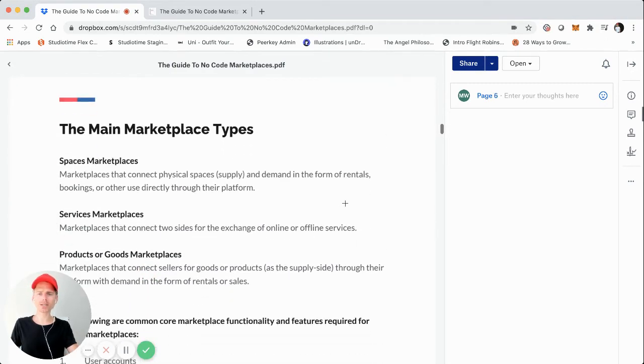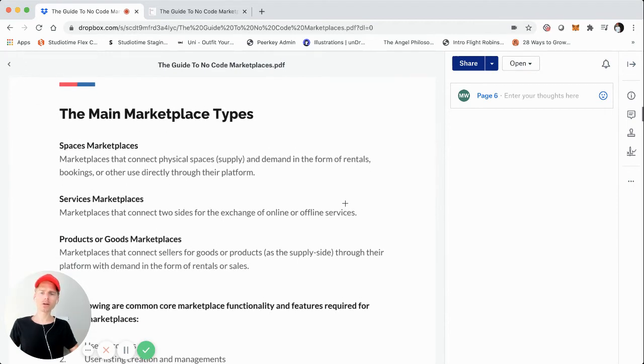And then we're going to go down to the marketplace types. We ran through some of the key considerations before jumping into building your marketplace, and some of the common marketplace business models. Now we're going to jump into the different types, so we're going to be a little more specific. The first is spaces marketplaces. This is fairly straightforward: marketplaces that connect physical spaces with others for renting. A great example, once again, is Airbnb or Studio Time.